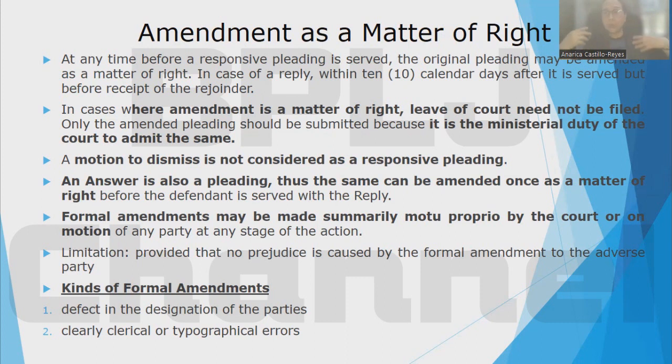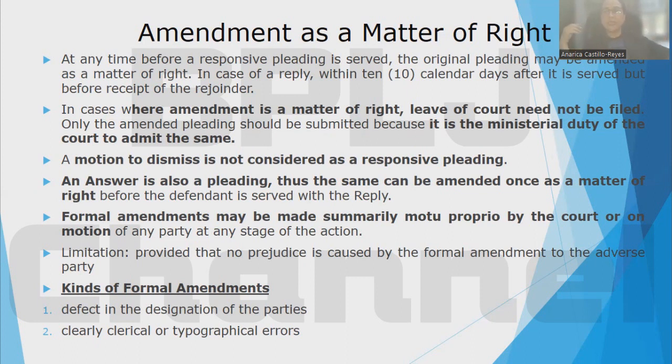So once the issues have not yet been joined, meaning there is no responsive pleading served yet, you can still change or alter your pleading. You don't need to seek permission from the court. You just file an amended pleading.